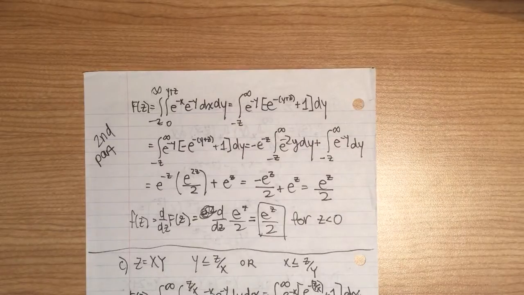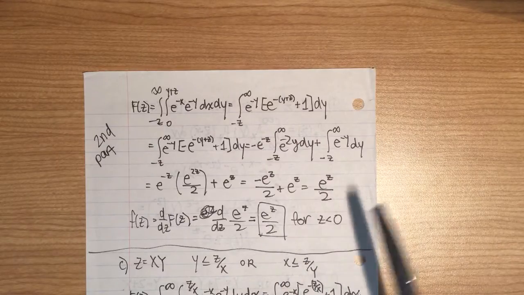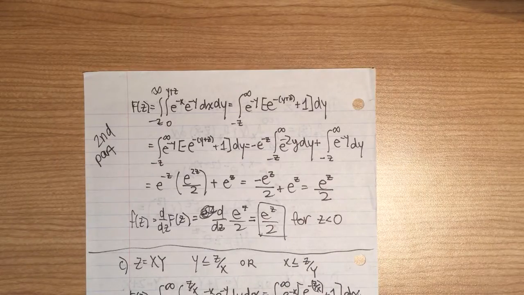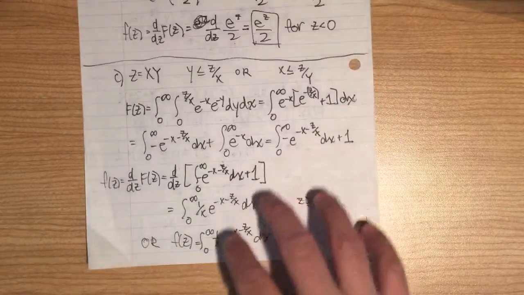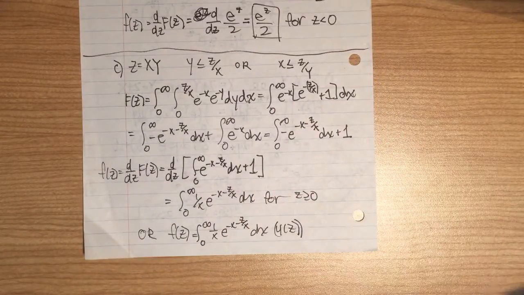And then you just work out this integral, and eventually you arrive at e to the z over 2 for z less than 0, when the graph is of z less than 0. Okay, so B was the hardest part. C is very simple. Same thing.